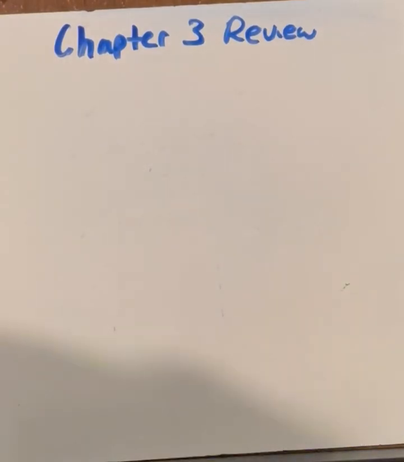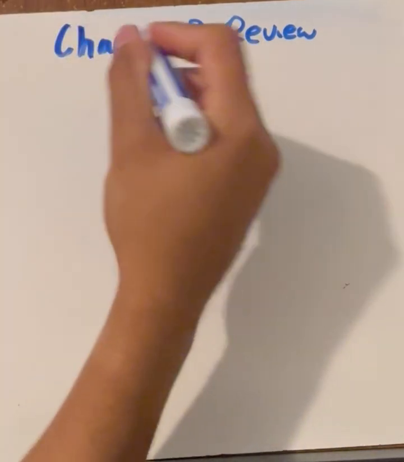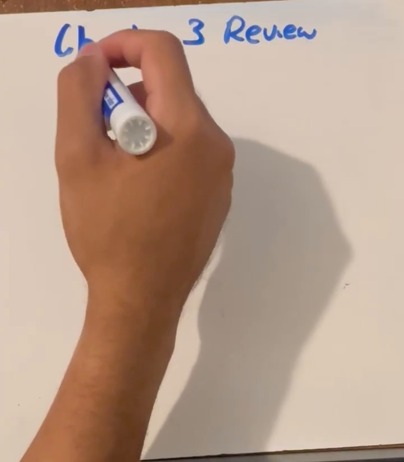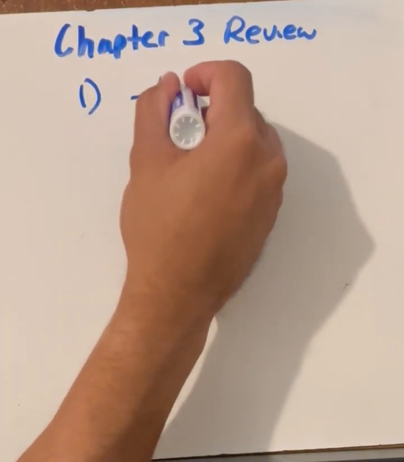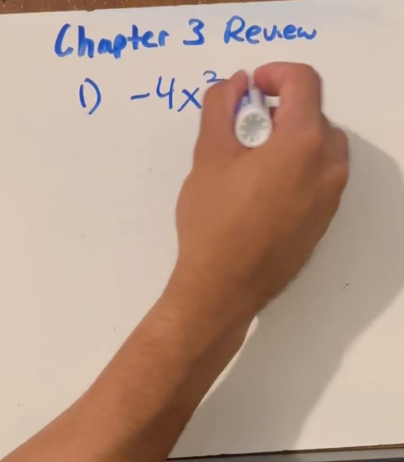Alright, let's go and take a look at the review for this chapter. Number 1 and 2 say determine whether the function is even, odd, or neither. So number 1, they give us this function of negative 4x squared plus 2.